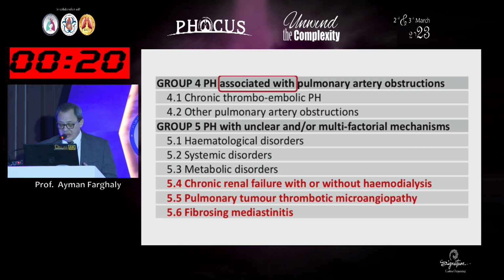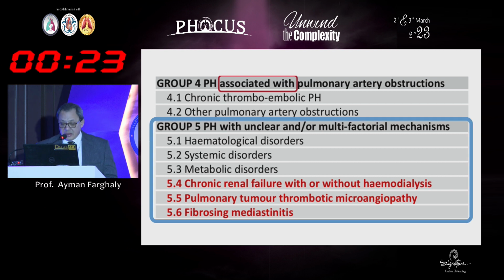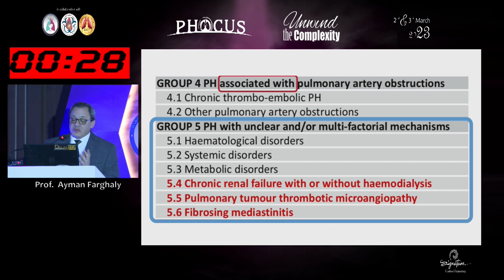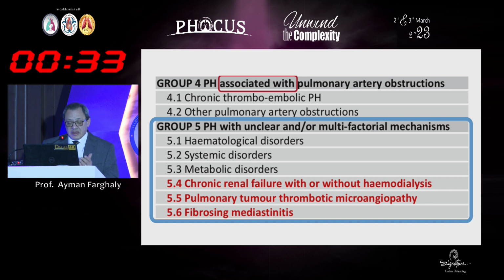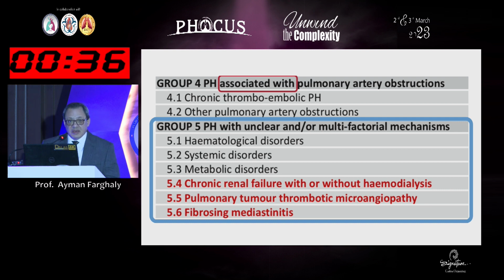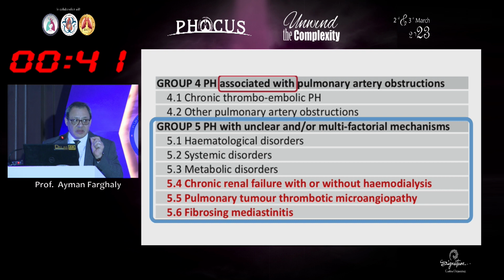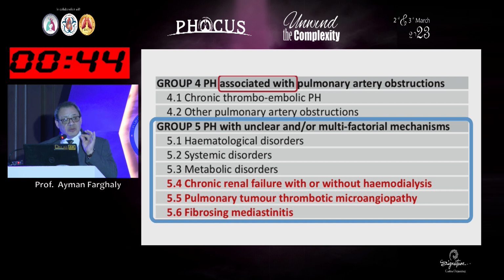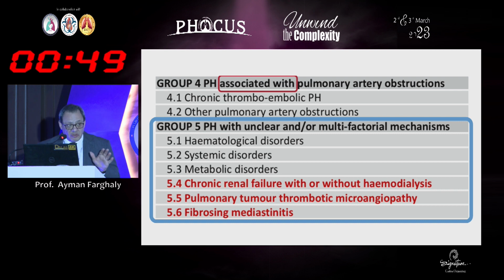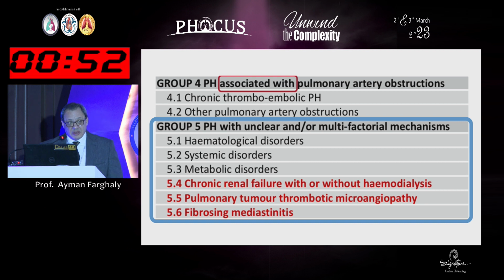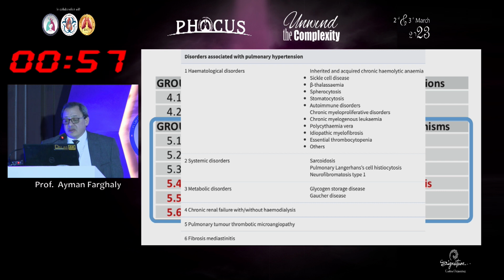The last group is the group that is multifactorial and unclear, and actually chronic renal failure with or without dialysis has been added. Pulmonary tumor thrombotic microangiopathy has been added, and fibrosing mediastinitis. Fibrosing mediastinitis might come after chronic fungal infection, and we have chronic fungal infection in Egypt that you have to look for, and sometimes we get fibrosing mediastinitis, not only from histoplasmosis but from other causes of fungi. So I think this can conclude my work.